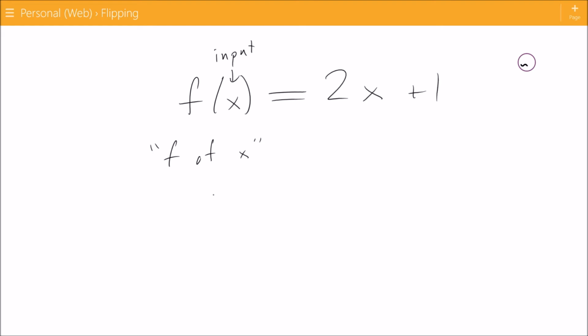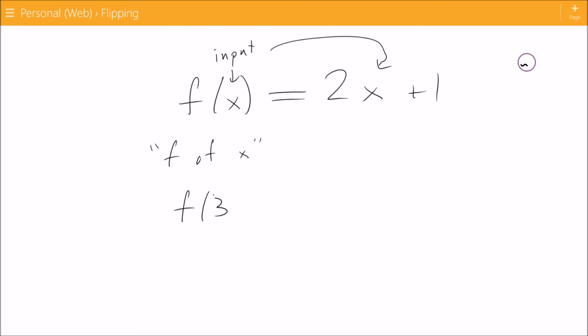So the rule of f is that if I put in an input, my input is x here, input is x over here too. If I put in something for x, I multiply it by 2 and I add 1. That's it. That's what f is telling us here. It's a very straightforward function. So I can test this out.